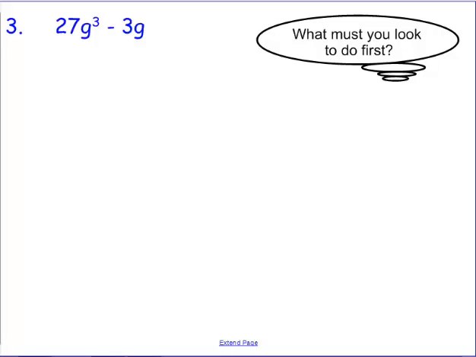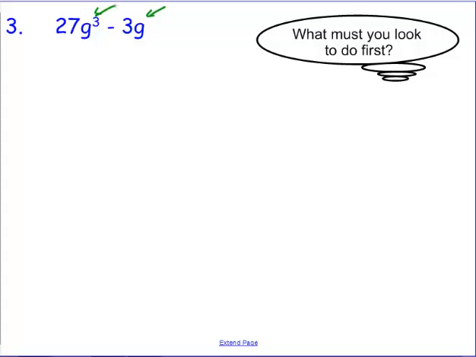Again, we see two terms being subtracted, so we think, hey, this might be a difference of squares. But then we look at it and we see, well, I have an exponent of 3, and I have just a g, and I have a 3. There's some weird things going on here. I don't think this is actually a difference of squares. Well, think back to your background knowledge here. What must you look to do first?